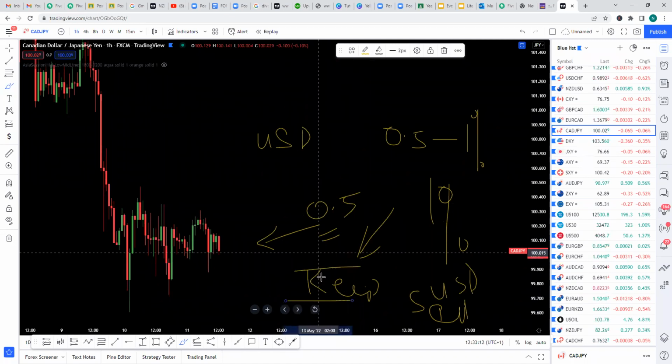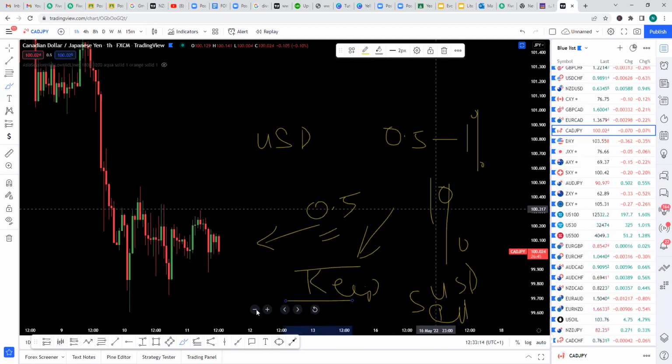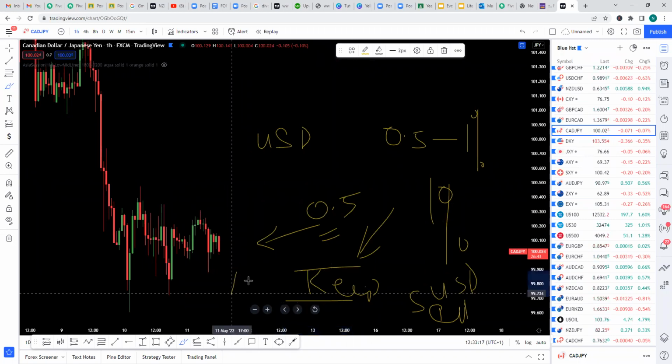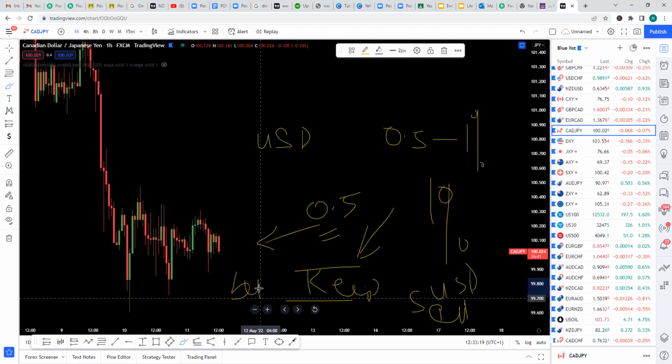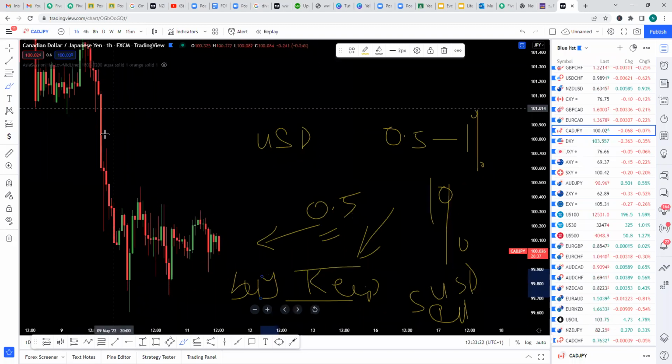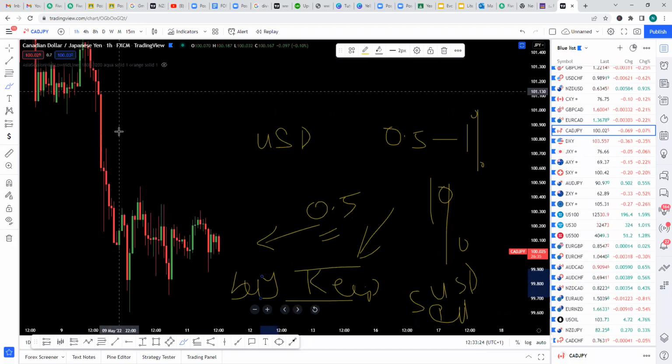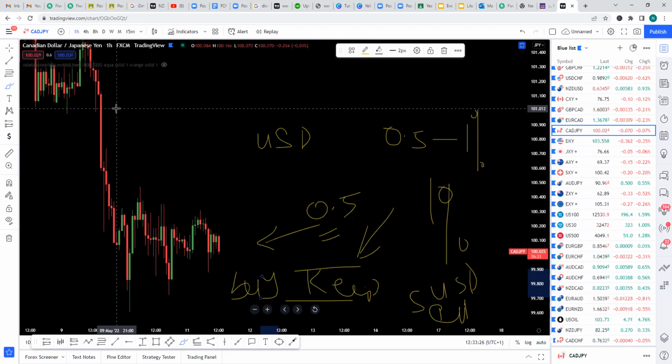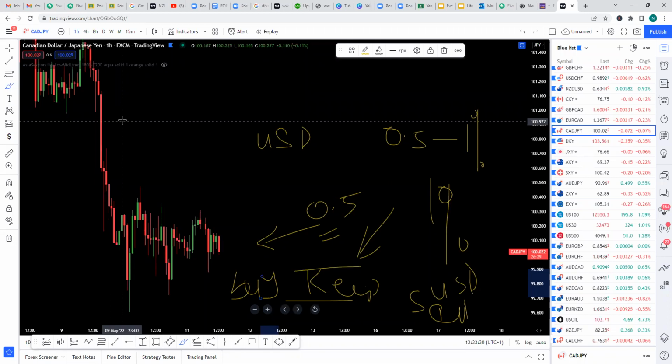You are not only going to keep the one you have, you are going to buy more. You are going to demand more USD. So the question is: if many people are demanding a particular product, what happens to the price of that product?